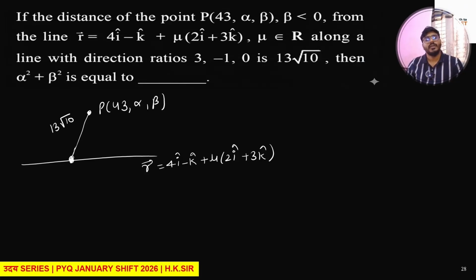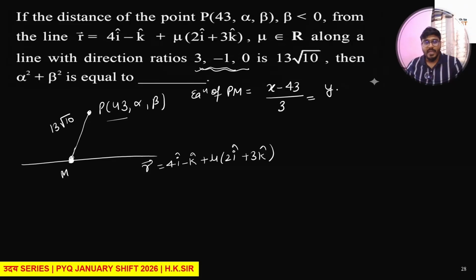So can you find this point? Yes, absolutely we can find it. This is the point of intersection of this line and this line. And what is the direction vector of this line? Direction vector of this line is given. Point is given. So if point is given, direction ratio is given. Can you write the equation of line? Yes. Let's suppose this point is M. So equation of PM. How to write equation of PM? X minus x1 divided by a, means 3, equals y minus y1 divided by b, that is -1, equals z minus z1 divided by c, that is 0.